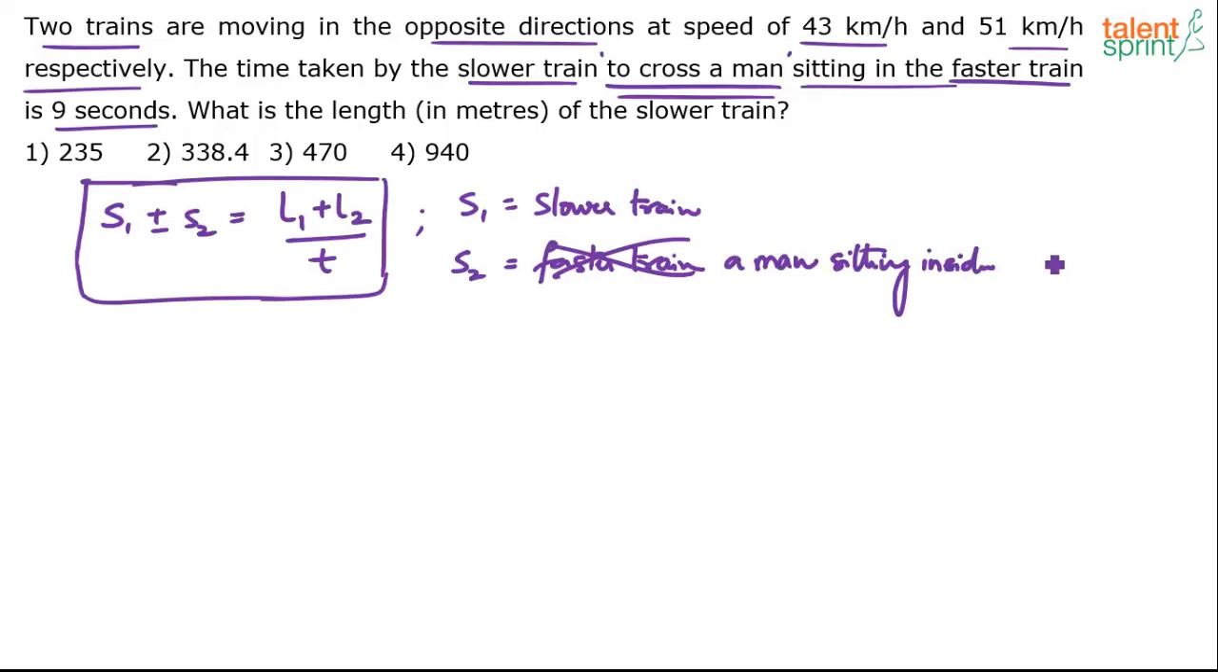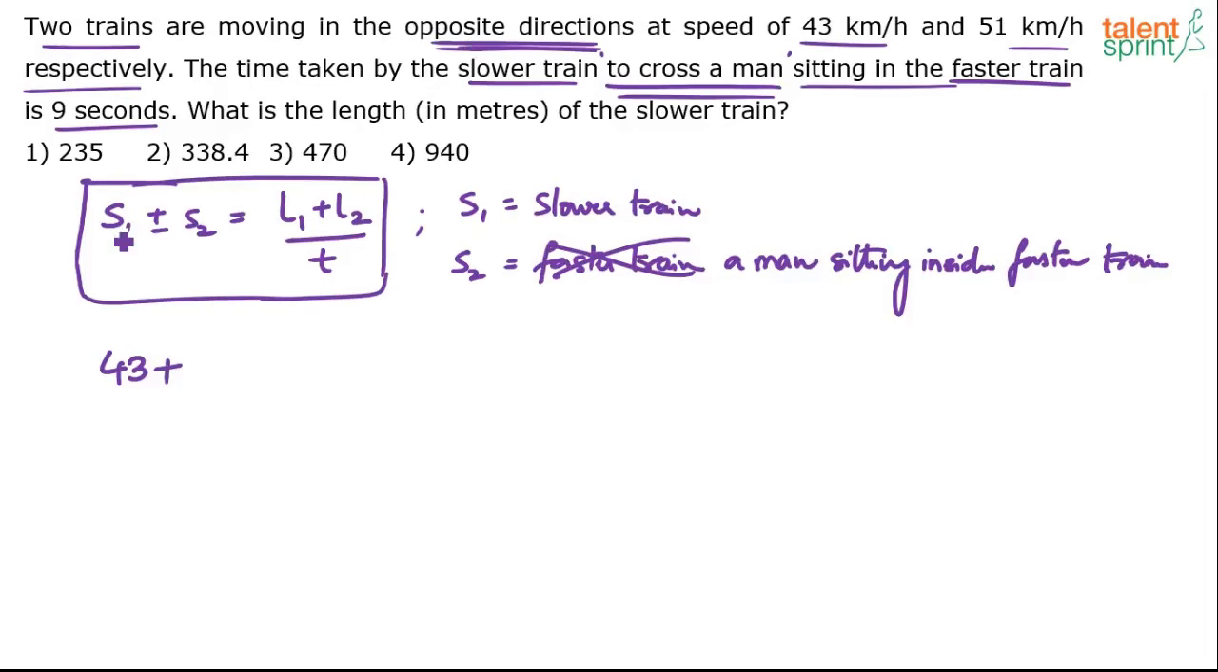So be very careful when you choose the bodies here, right? The man sitting inside the faster train. Based on that, you now substitute the values. Okay, now look at this. S1, what is S1? Speed of the slower train, 43 kilometers per hour. Should we use plus or minus? We should use plus. Why? Because the bodies are moving in opposite directions. When the bodies are moving in opposite directions, use plus. If they're moving in the same direction, you have to use minus.